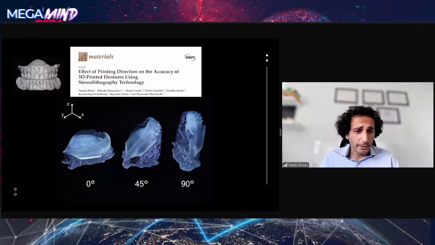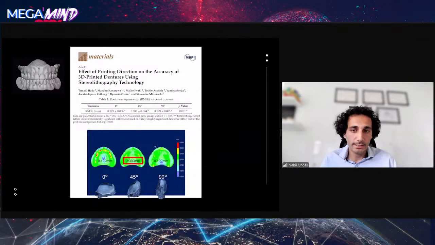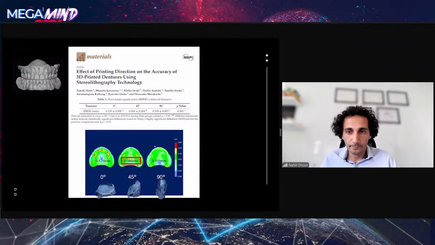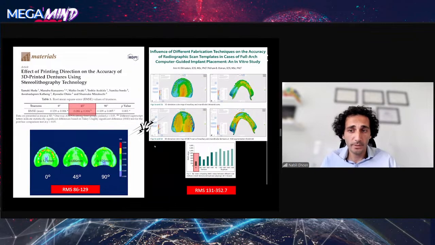Now, depending on the literature, the models that are printed at 45 degrees in the 3D printing slicing software have the lowest manufacturing 3D deviation compared to the initial design. And it is around 86 microns. Now, if we compare it to the previous numbers with the intraoral scanning, we see that this error from the manufacturing is lower than the error of scanning a denture with the intraoral scan.